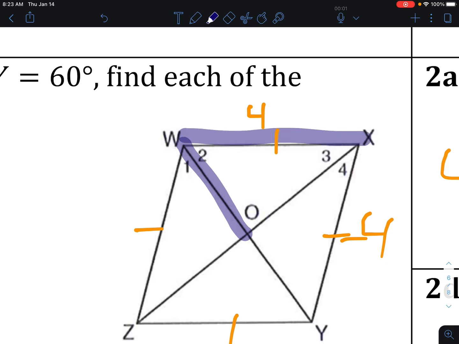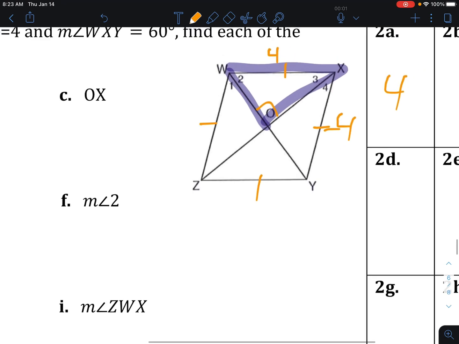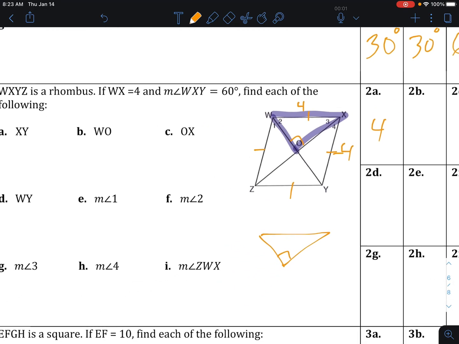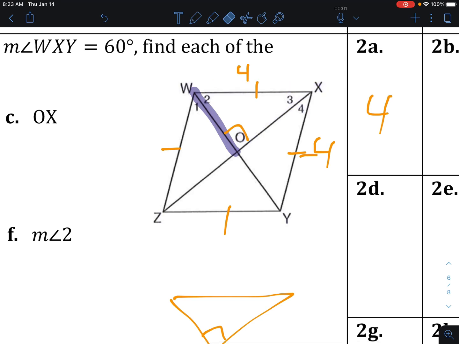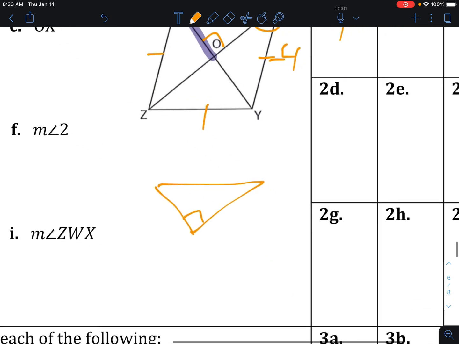Then we got WO, which is this side here. We got a right triangle right here. How do I know that? Well, one of the properties of a rhombus says the diagonals are perpendicular. So I need a right triangle. And then to set up to find WO, all right, looking at a right triangle here, we got to find angle 3 and angle 4 or angle 2. Doesn't matter. But what we do know is WXY. All right, that angle there is 60. And one of the properties of a rhombus says the diagonals bisect opposite angles. So that angle gets cut in half if the whole thing is 60. That means angle 3 and angle 4 are each 30 degrees.